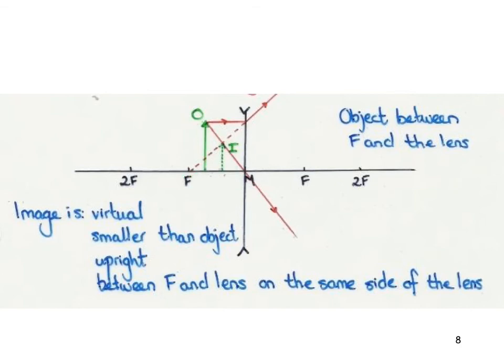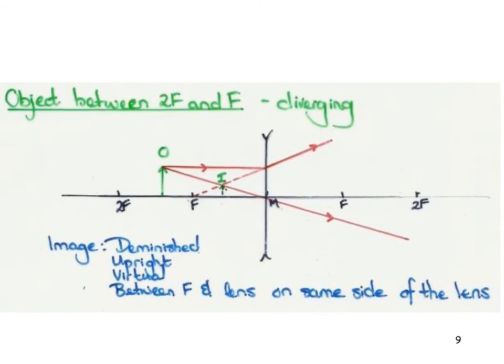You can try the next one, where I've put the object between f and 2f on the other side of the lens. Object goes along, at least the ray goes along, diverges as if it came from f, and I have again put the next ray through m, and I've got an image that is diminished, upright, and virtual.